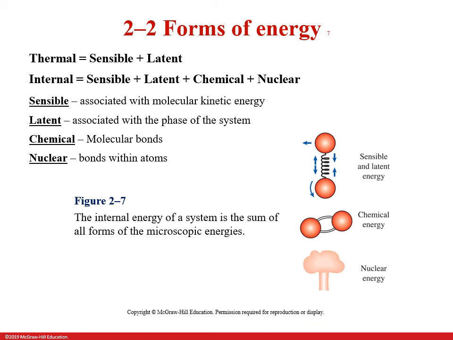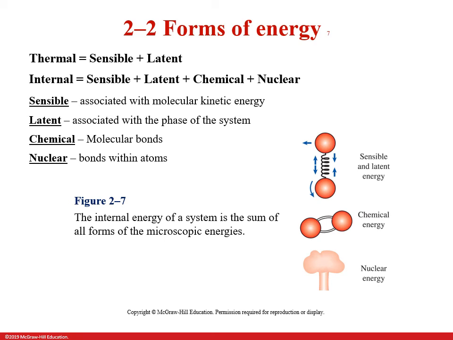So the thing you should take away from all these forms of energy is that you're going to have thermal energy, which is a combination of sensible and latent energy. This is just molecular kinetic energy and phase of the system. So this is what you measure. This is thermal energy. Internal energy is a combination of all four types of energy: sensible, latent, chemical, and nuclear.